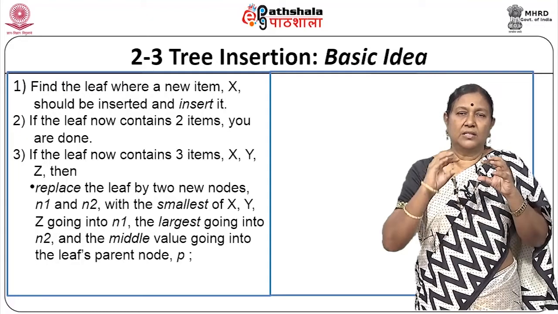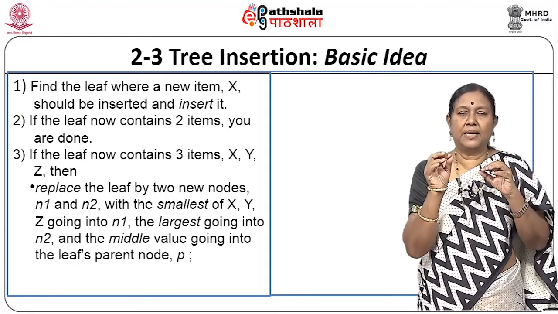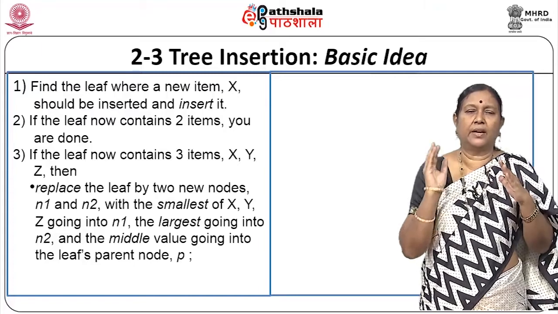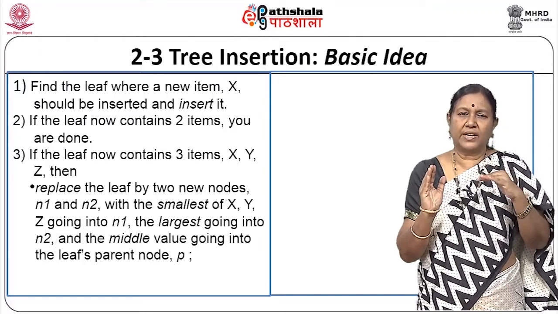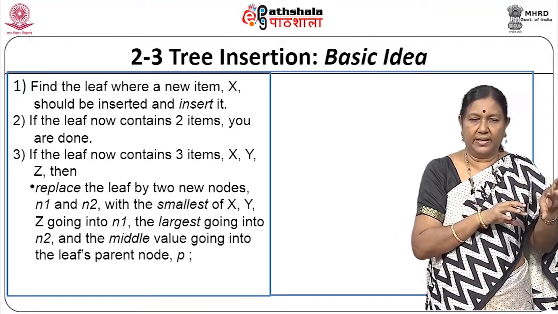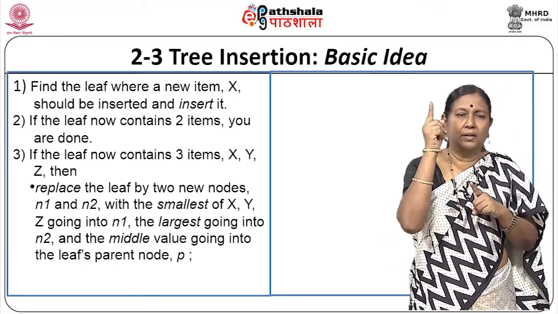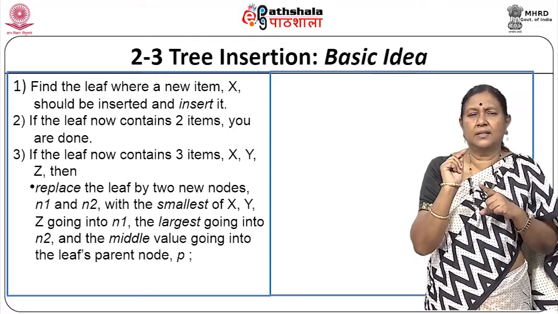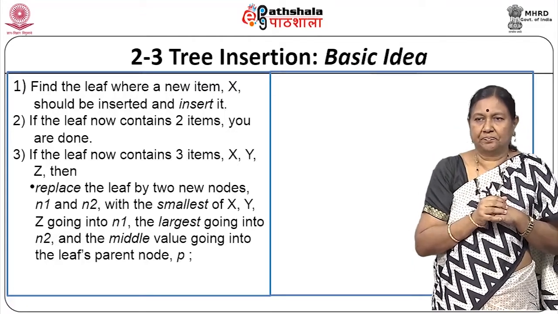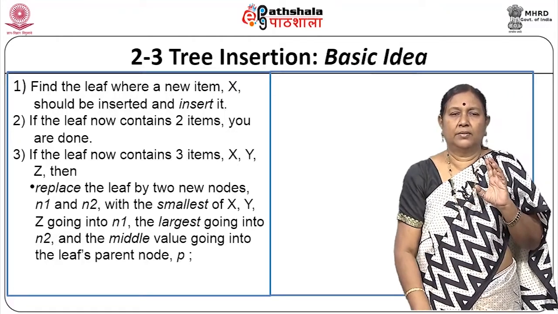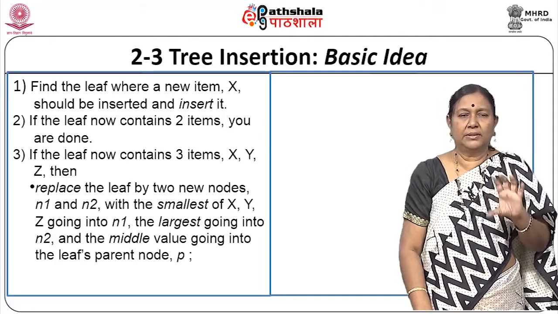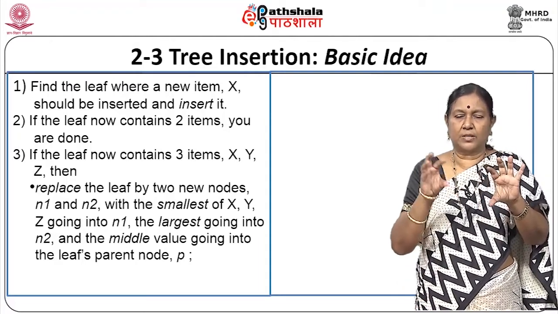Okay. So, instead of having that leaf, you replace the leaf by 2 new nodes n1 and n2, with the smallest of x, y and z going into n1 and the larger going into n2, and the middle value going up to the leaf's parent as a parent node p. Now, we will understand this further as we go along.